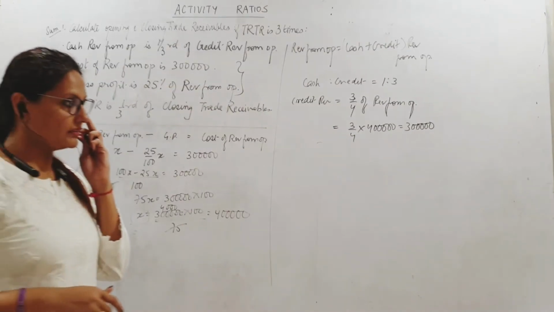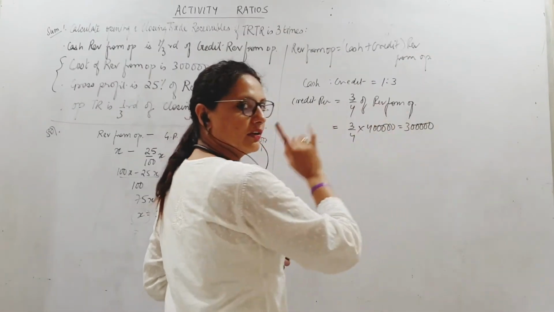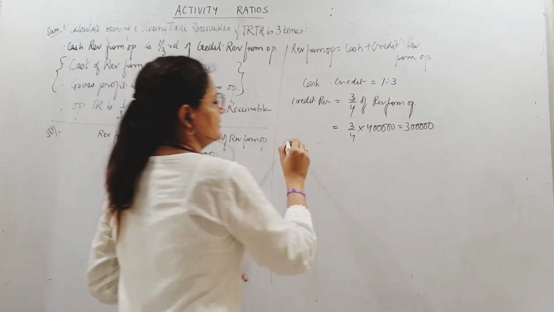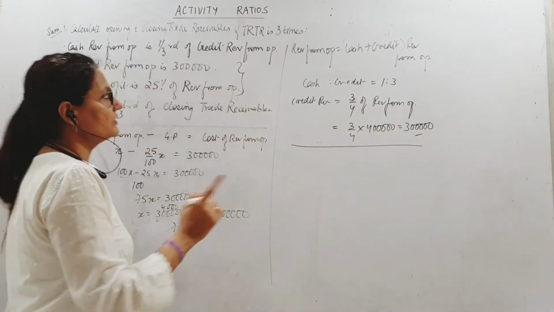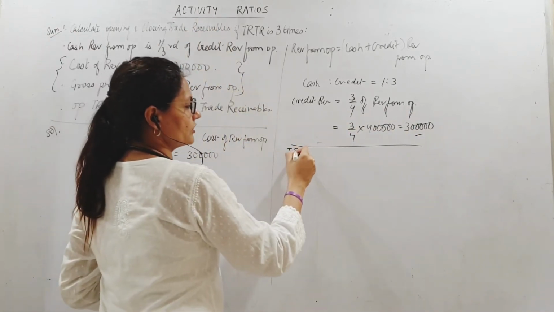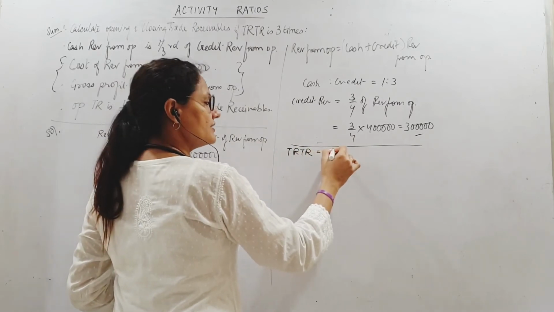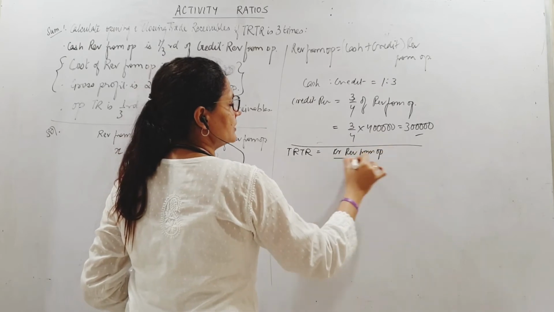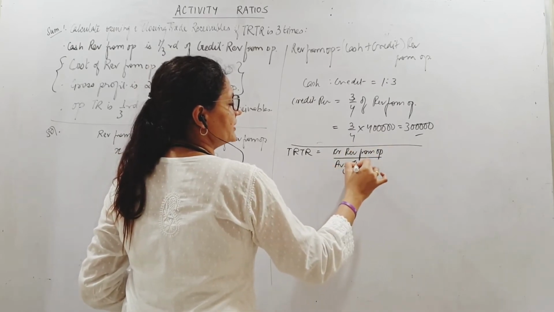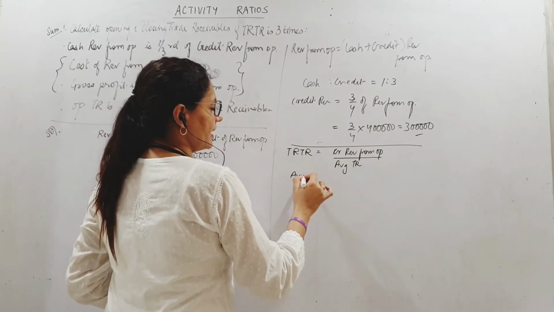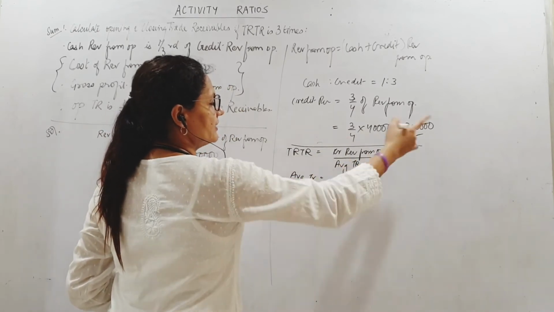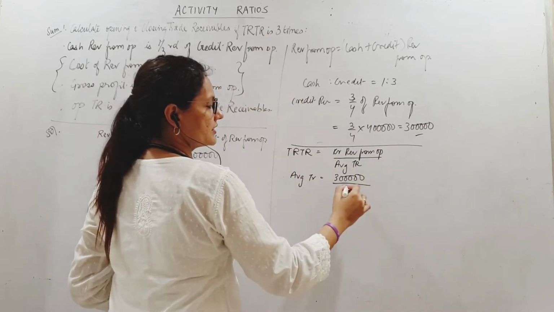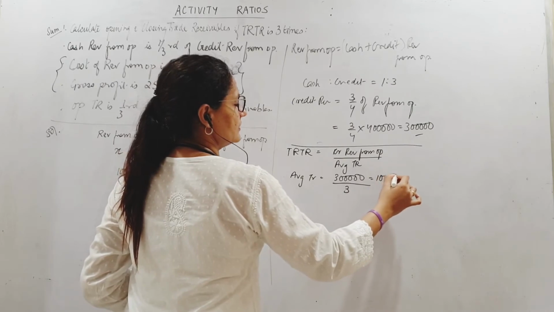Therefore cash कितना होगा? 1/3 of this, 1 lakh. Total कितना है? 1 lakh plus 3 lakh, 4 lakh. ठीक है ना? All under control. Now you have got credit revenue from operation. Now we will use trade receivable turnover ratio का formula. Trade receivable turnover ratio is equal to credit revenue from operations divided by average trade receivables. Therefore, average trade receivables is equal to credit revenue from operations I have found out, and trade receivables turnover ratio is given to me. So it is 1 lakh.